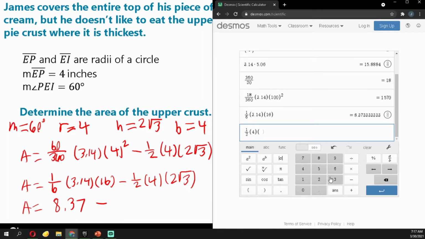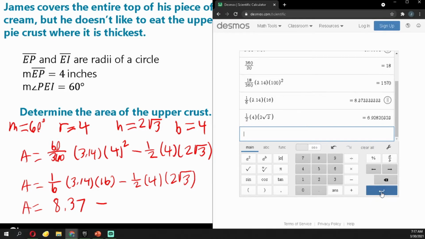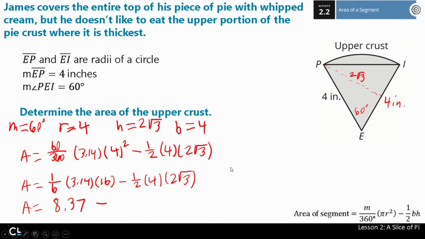And then open again, 2, square root 3. Click out of the square root. And we go close parenthesis, and we click enter, and we get 6.9, and we're going to round up to a 3, so 6.93. And last but not least, we just have to subtract these.